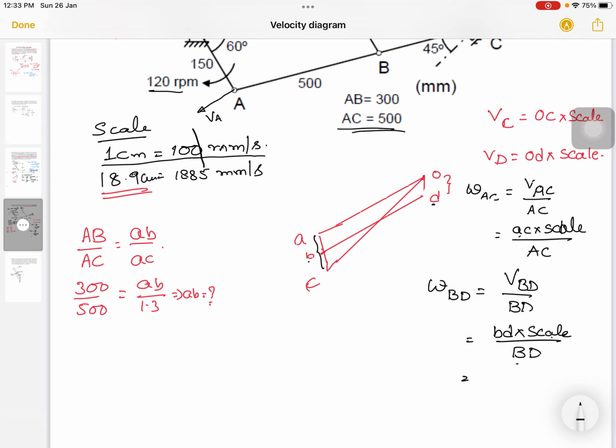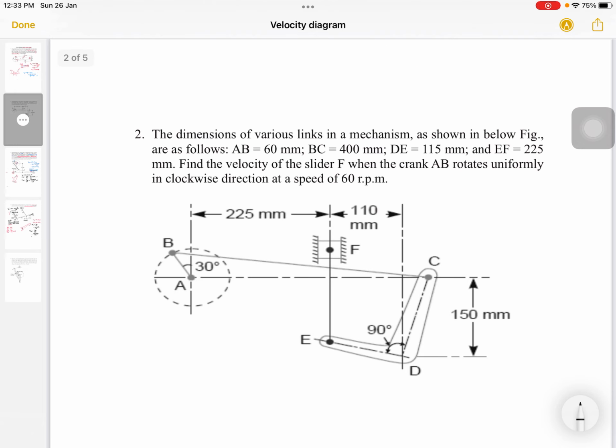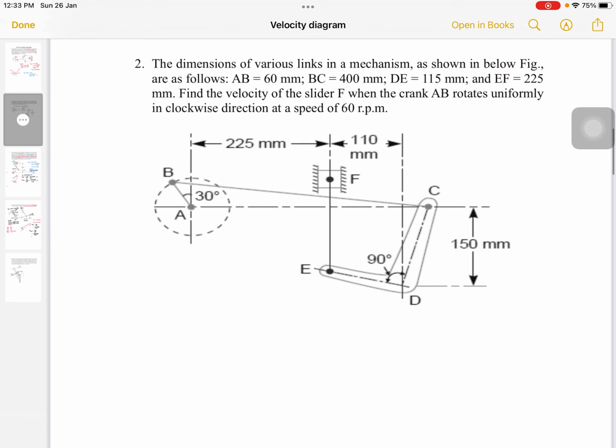Now we can see another problem. If you see here, they have given different velocities, different links and their lengths. First you have to construct the space diagram. Here the crank of the given mechanism, AB, is rotating in a clockwise direction. That means the velocity of B will be in this direction.